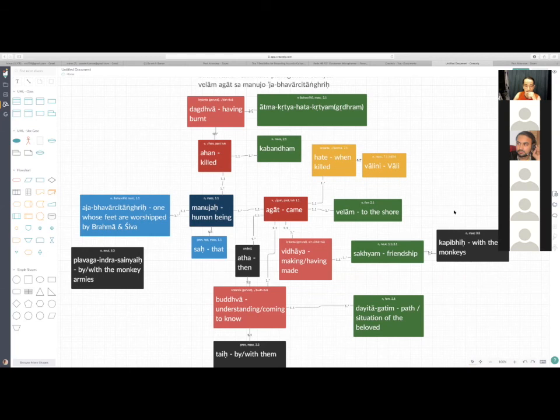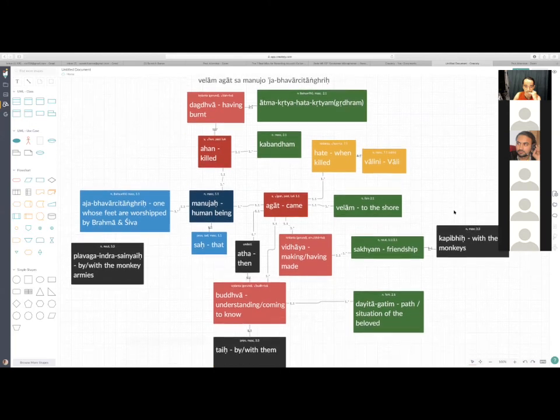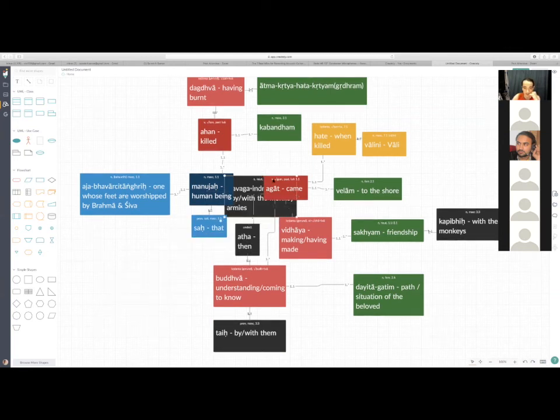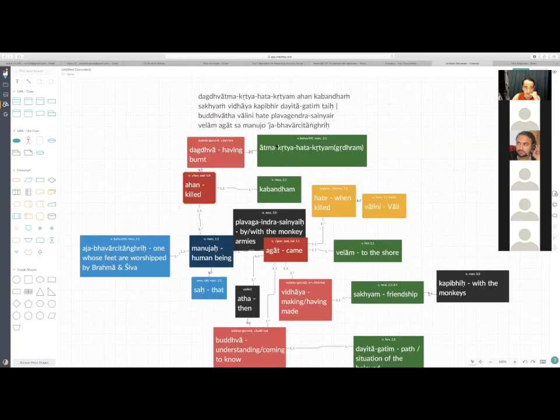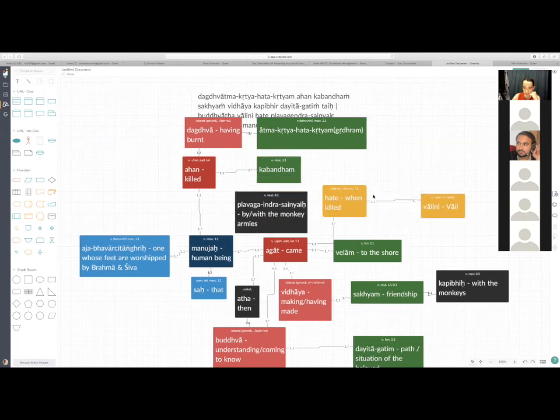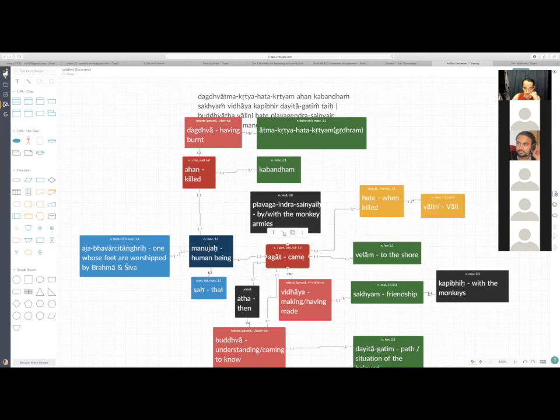Now remaining is Plavagendra sainyaihi. He went to the shore with the monkeys, yes, I also think he came with them. So this is a sahartha: together with them, he came. Okay, so moving all that up. Moving all that up. Okay. And here it is. Yes. Thank you all.